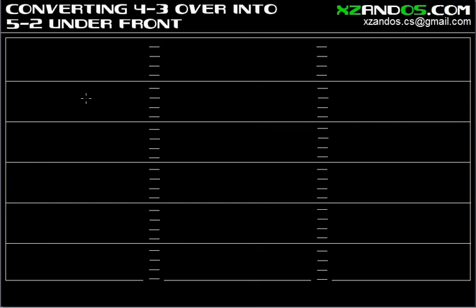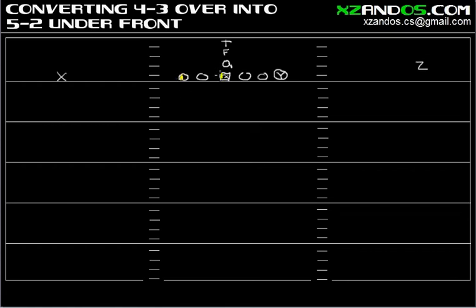It's Carter with X's and O's, and today I'm going to be talking about converting a 4-3 over front into a 52 under front. I'm going to start out by drawing a simple offensive formation, which is going to be an I formation. You have your X, your Y, and your Z receivers, your quarterback, your fullback, and your tailback. And we will put a 4-3 over front into X's and O's yellow.